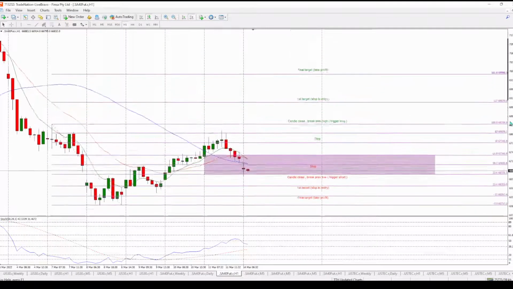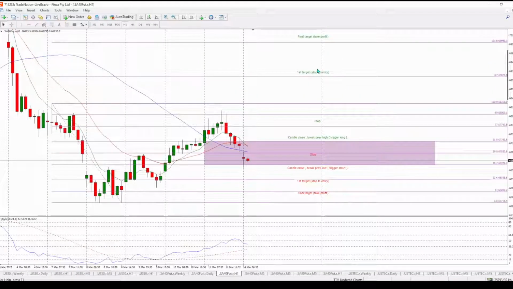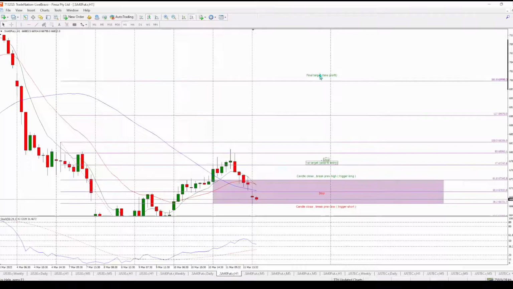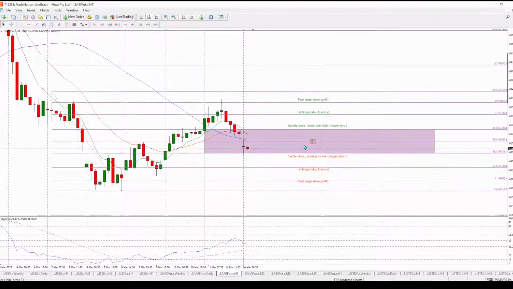On the weekly, we have respected this 50 level. So what we can do, candle close above 61.8, break previous candle high. First target 77, final target 89 for the take profit, with the stop being at the 50. Also trigger for a short candle close below this 38.2, break previous candle low. First target 23, final target 11. Trend at the moment is down.